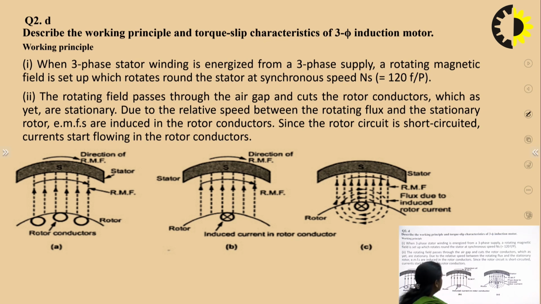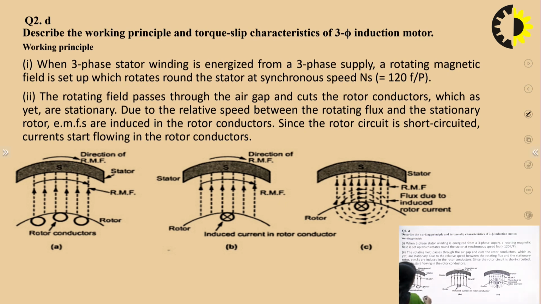When this rotating field passes through the air gap and cuts the rotor conductors, which are stationary, due to the relative speed between the rotating flux and the stationary rotor, EMFs are induced in the rotor conductors, and since the rotor circuit is short circuited, current starts flowing in the rotor conductors.